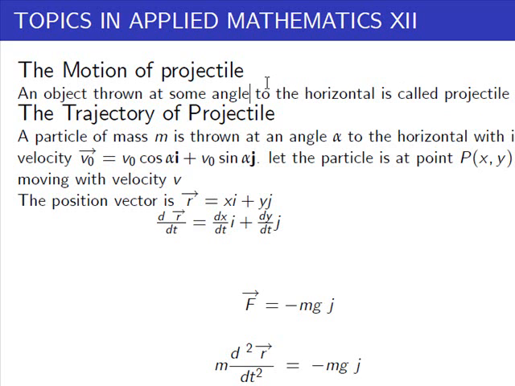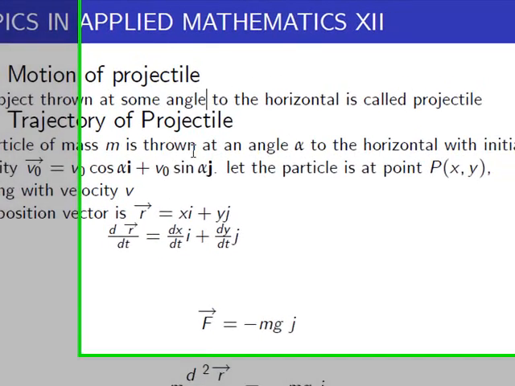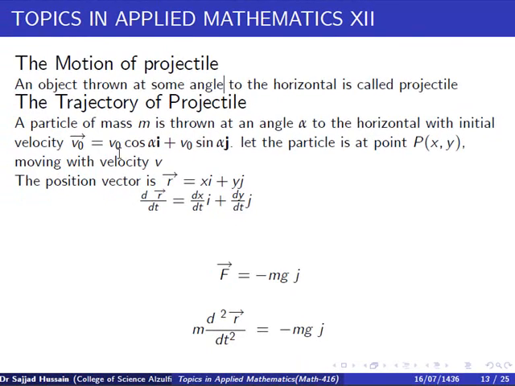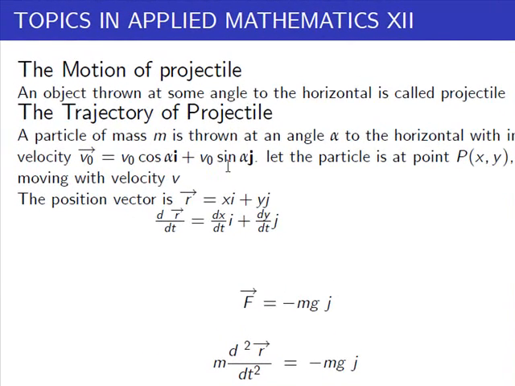The trajectory, or path, of a projectile. A particle of mass m is thrown at an angle alpha to the horizontal with initial velocity v naught equal to v naught cos alpha i plus v naught sin alpha j. Let the particle be at point P(x, y), moving with velocity v. The position vector is r equal to xi plus yj. We now obtain the first derivative: dr over dt is equal to dx over dt i plus dy over dt j.